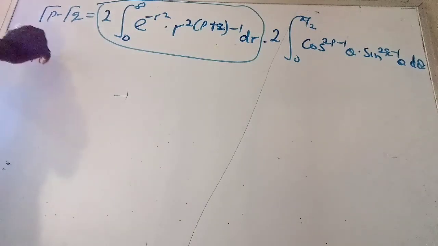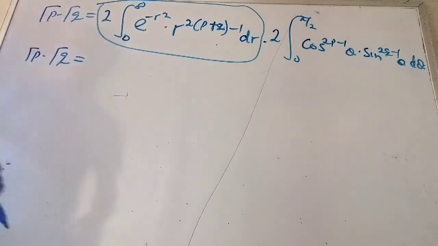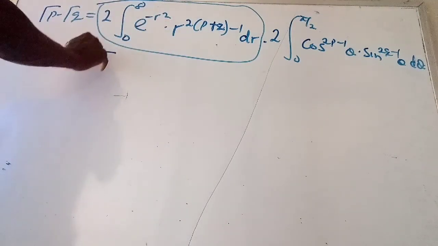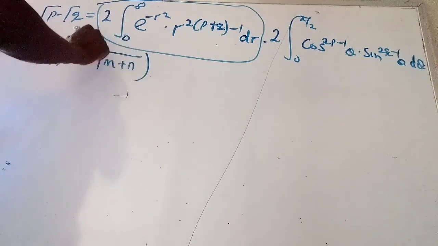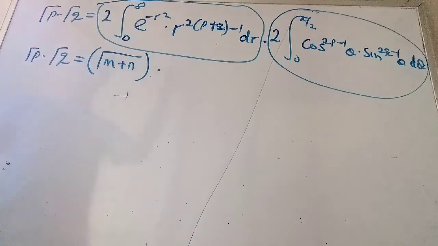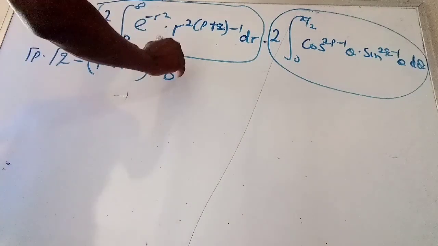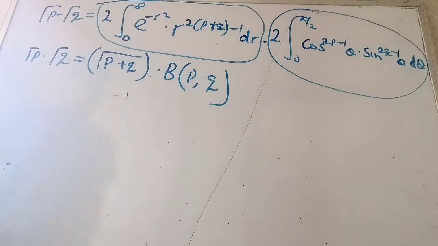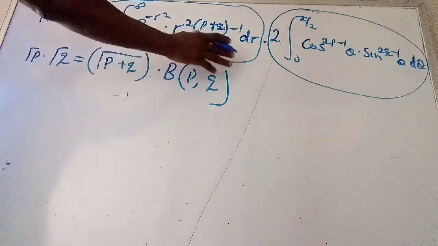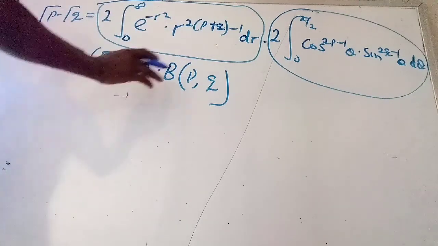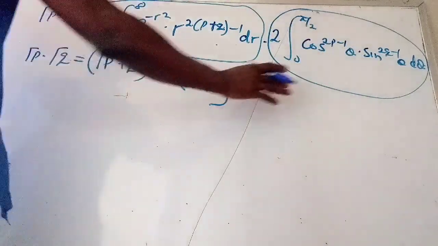That means gamma p times gamma q will be equal to gamma m plus n, then times, if you look at this one, you will see that it's the second form of a beta function for p and q, and that will be beta p comma q. So as I was saying, this is the gamma function of the sum of p and q, and this is the beta function of p and q.